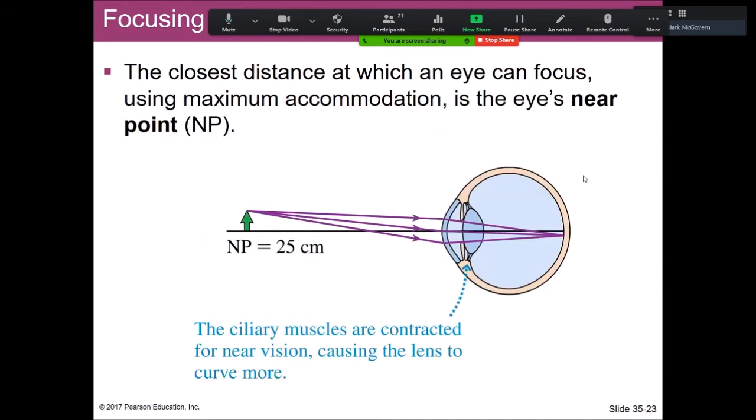The near point is different. There's a limit to how close you can have things to your eye where your eye can actually accommodate. For most people, that distance is about 25 centimeters. If you put things closer than 25 centimeters, it becomes more challenging to see. Your eye has the ability to focus things, so that's what we treat as the near point. 25 centimeters is 10 inches or so.